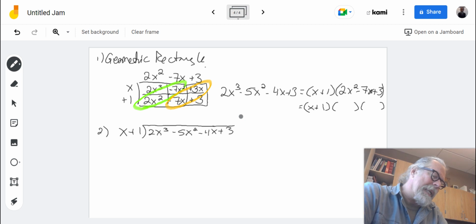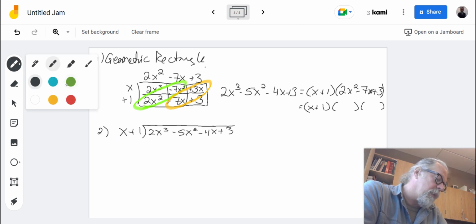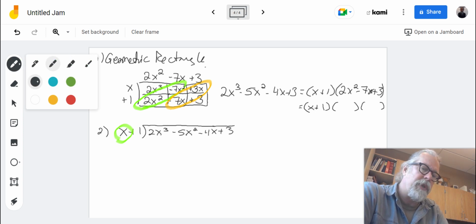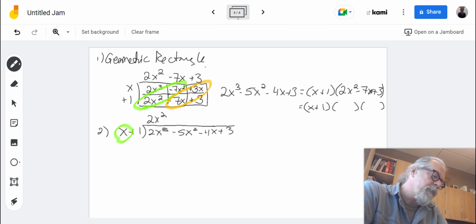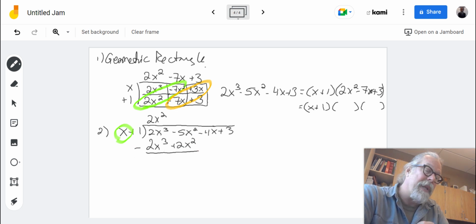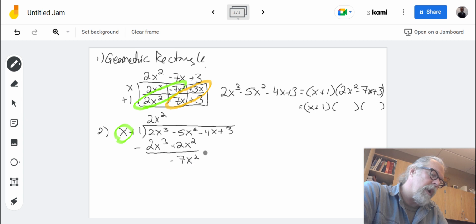And looking at this, I know that I'm just dealing with the first term here. I'm not interested in anything other than the first term, except as a step towards the next line. I know that this has to be 2x squared. I multiply to get 2x cubed plus 2x squared. I subtract this, assuming you're familiar with long division. I don't know what they teach at the elementary schools anymore. I get negative 7x squared. I bring down the negative 4x.